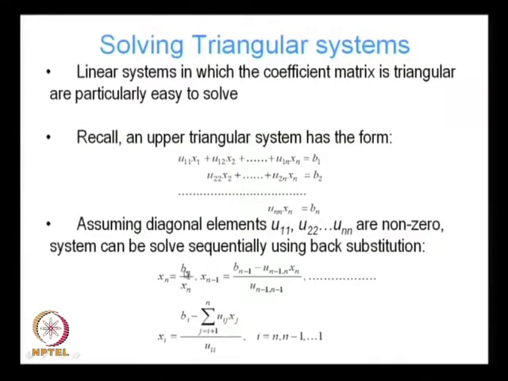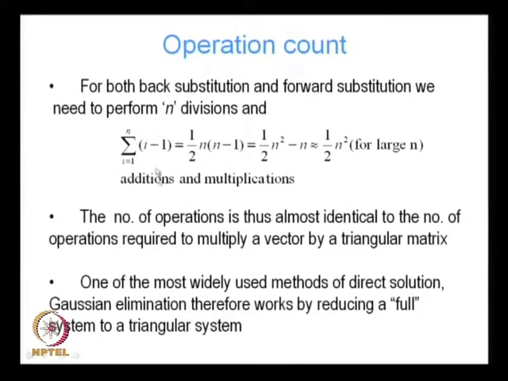For instance, for solving the first equation, we just have to perform one division. For solving the second equation, we have to perform one multiplication and one subtraction and one division. Similarly, for solving the third equation, we have to perform one division, but then we have to perform two multiplications and two additions and subtractions. So, the total number of additions and multiplications: for the first equation, i is equal to 1, we do not have any multiplications or additions, so 0. For the second equation, i is equal to 2, 1 addition and 1 multiplication. For the third equation, i is equal to 3, so 2 additions and 2 multiplications, and so on.